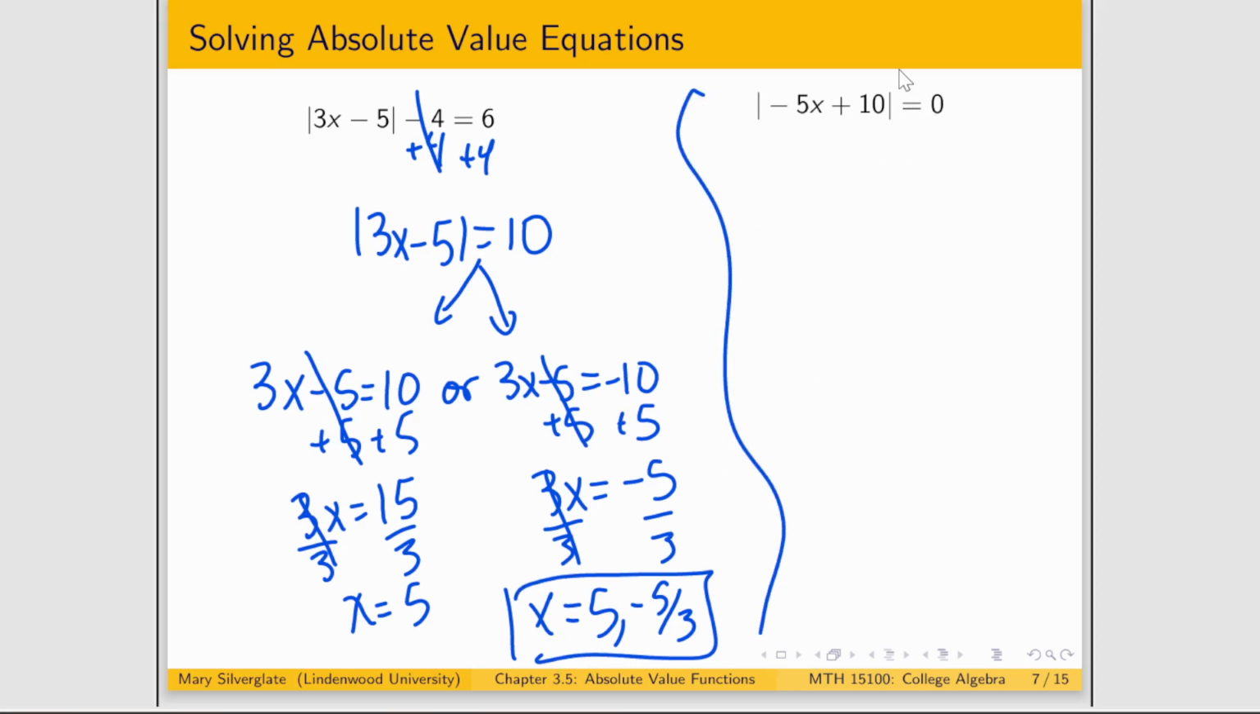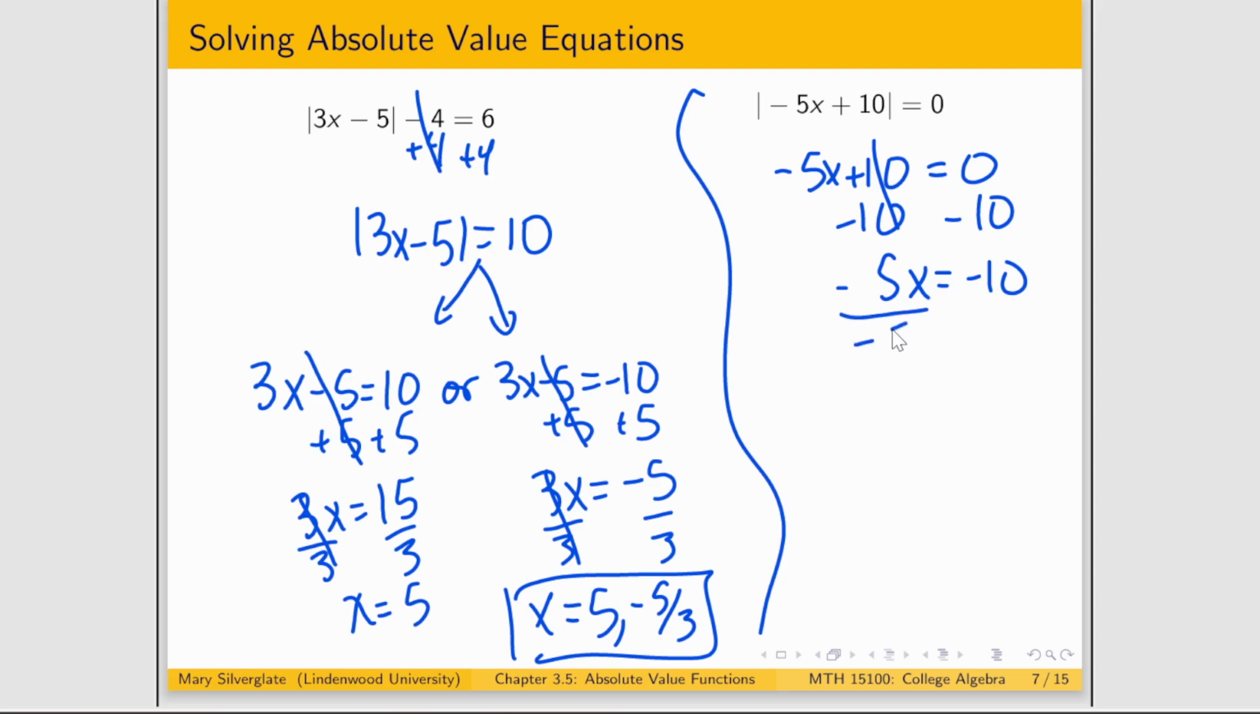For this one, it is okay for the absolute value of something to be 0, but there is no such thing as positive 0 and negative 0. 0 has no sign. So here we just know that means negative 5x plus 10 is 0. And then we just solve our two-step equation. So we still undo addition subtraction first by subtracting 10 on both sides. So we have negative 5x is equal to negative 10. Then we undo multiplying by negative 5 by dividing by negative 5. So x is equal to positive 2.